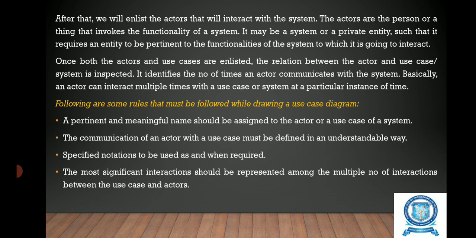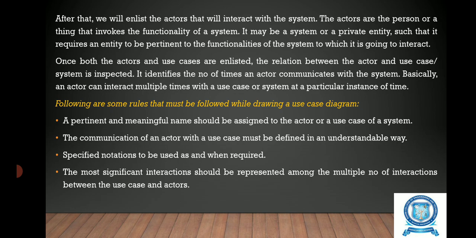Once both the actors and the use cases are enlisted, the relationship between the actors and the use cases of the system is inspected. So first we are going to find the use cases. We are going to list out the use cases related to the system, and then we are going to find who are the actors who are going to influence the system, and after that we are going to know the associations. It identifies the number of times an actor communicates with the system. Basically, an actor can interact multiple times with the use case or the system at a particular instance of time.